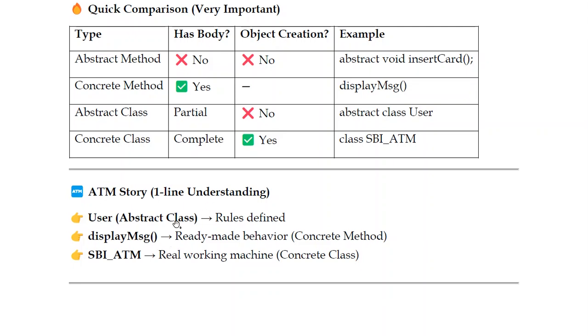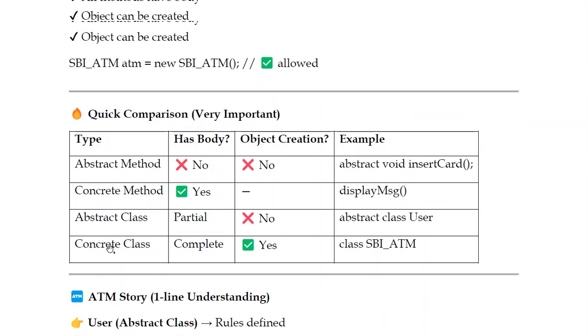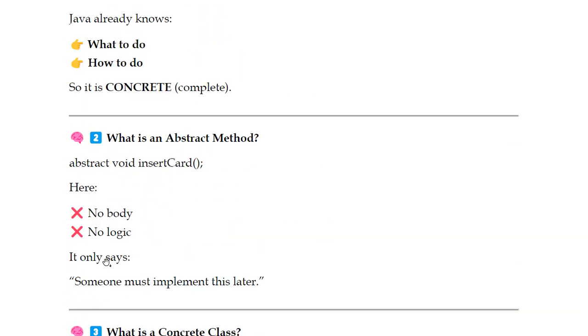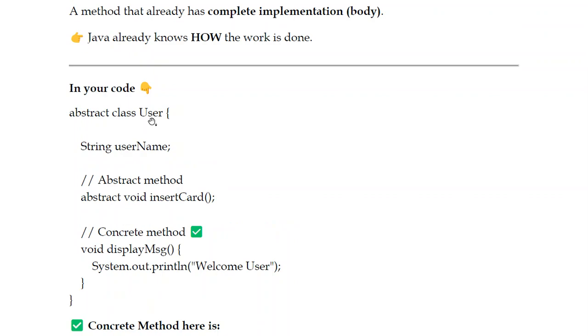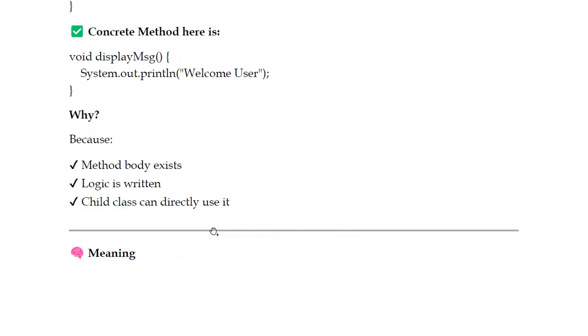Here the abstract class user has rules defined. Whatever methods you declare, you have to implement in the future, so there are rules here. The abstract class user has a display message, a ready-made concrete method. SBI ATM is the real working machine, the concrete class, which has the implementation of the methods. Your user is the abstract class with rules and declarations. We are declaring the names and abstract methods, so in the future they have to implement them. Here you can't define them; if you declare them here, in the future you have to implement them.